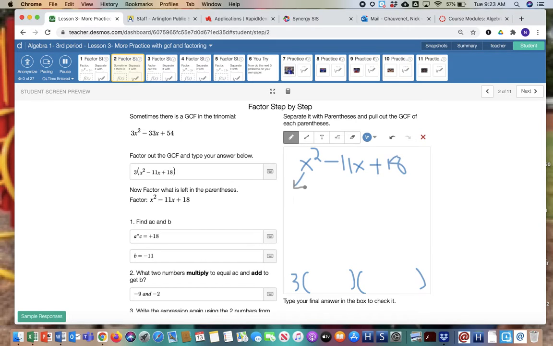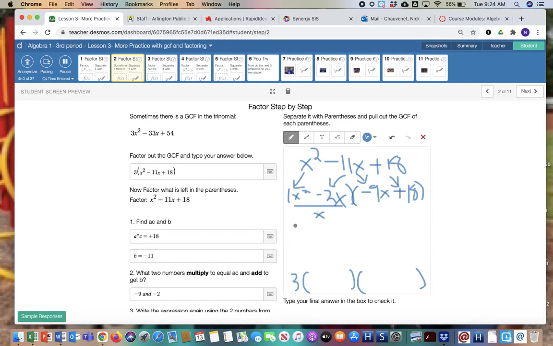Okay, so I'm going to bring that first term down, the x squared. I'm going to bring the last term down, the plus 18, just like we did from last week. And now we're going to split the middle. So the negative 11x is going to split into what? Negative 9x and negative 2x. So I'll put the negative 2x here. Again, like I proved last week, it actually doesn't matter which one goes where.